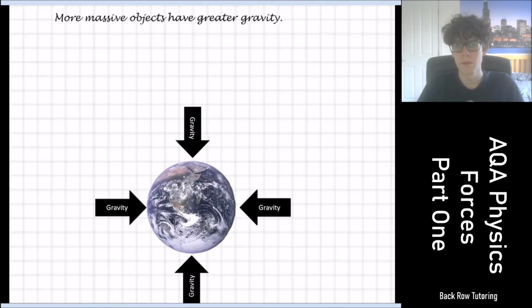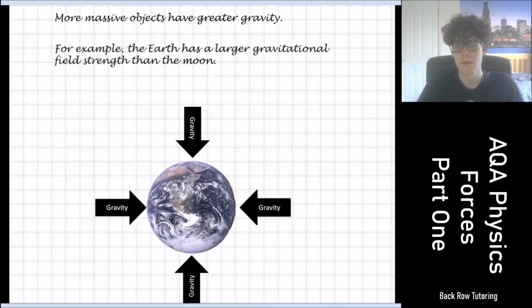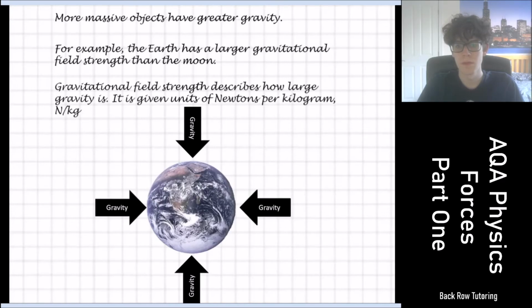More massive objects have greater gravity. For example, the Earth has a larger gravitational field strength than the Moon. Gravitational field strength describes how large gravity is. It is given units of newtons per kilogram.